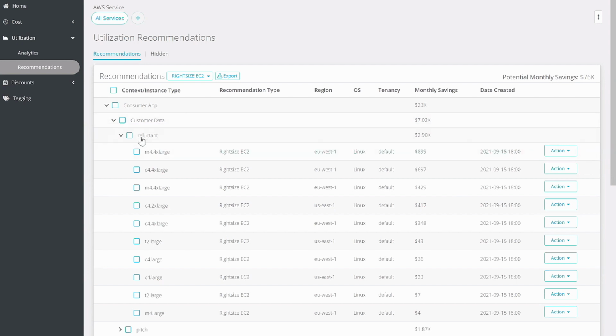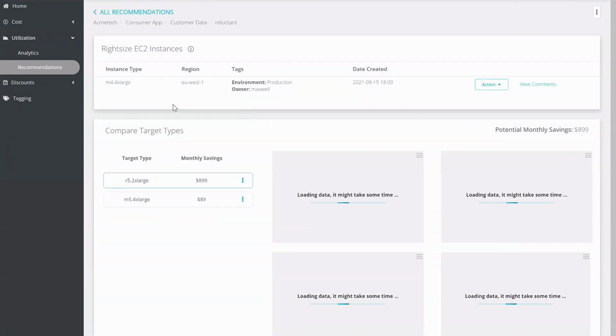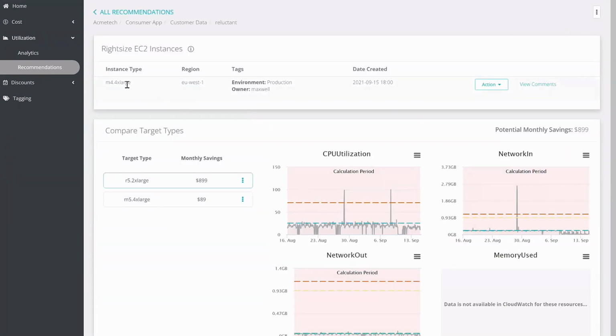So when I'm looking here, I can see my reluctant application has a set of recommendations for right sizing. One of those is these M4 4XLarges. And I say 4XLarges because this is not just one instance; we're looking at the average utilization across that group of resources. Right now, we can see CPU and network. Memory is also often a factor. If you have the CloudWatch agent enabled, that's an easy way for us to get it. If not, then there are other ways for us to get that data in here.